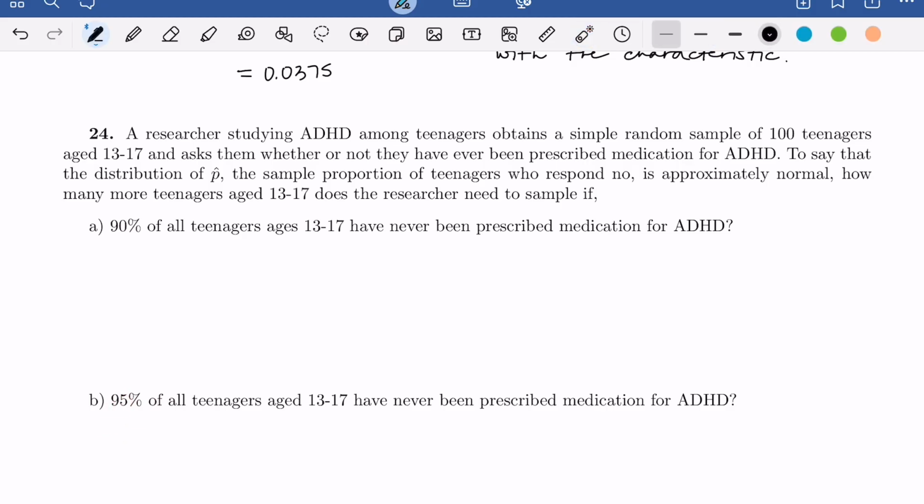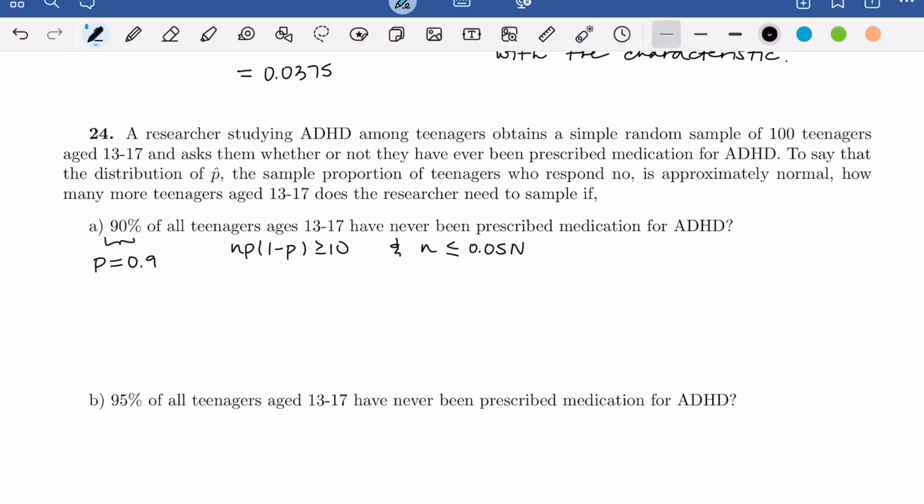So for part A, the first thing that we know is that our population proportion is 90% or 0.9. Now, in order to say that this sampling distribution is approximately normal, we need two things. We need this quantity, n times p times 1 minus p, to be greater than or equal to 10, and we need our sample size n, which is what we're trying to find, to be less than or equal to 5% of our population, capital N. Now, we don't know what our population is, so we're just going to assume that this quantity holds. What we need to do is make sure that this one does as well.